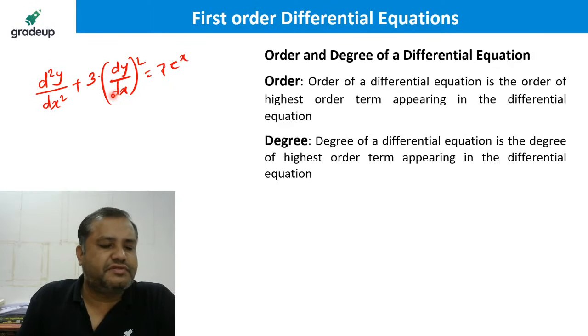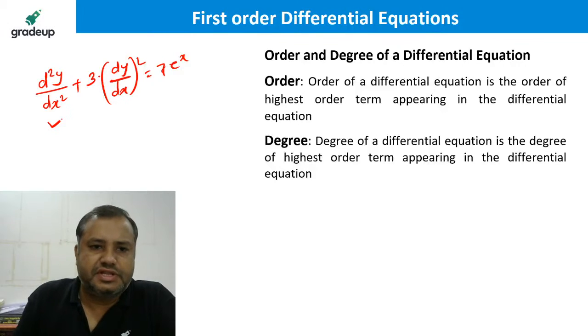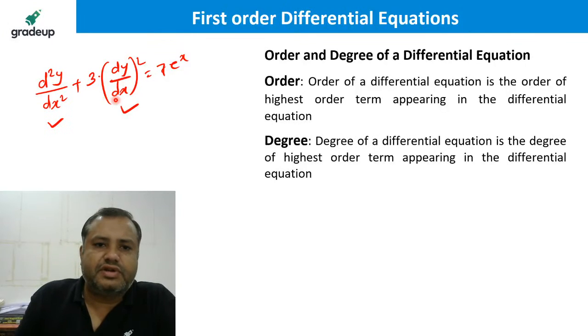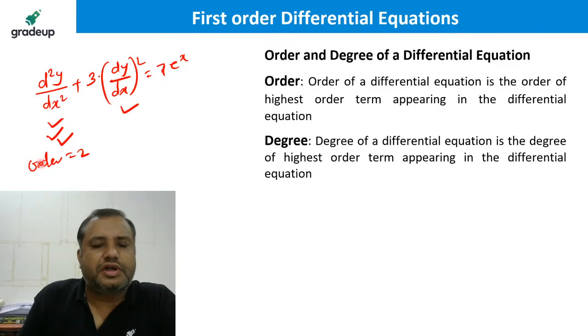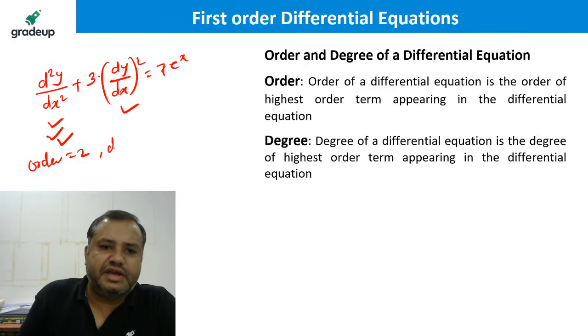In this differential equation, there are two derivative terms, this one and this one. This derivative term is having order 1 and this one is having order 2. So you have to pick up the highest order derivative term. The order of the highest order derivative term is the order of the differential equation, and its degree is its power. What is the power of this term? The power of this term is 1, so degree will be 1.